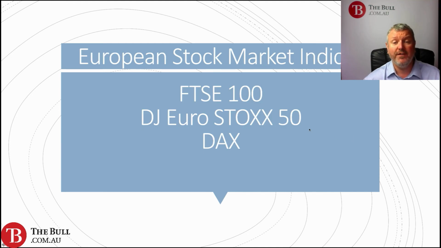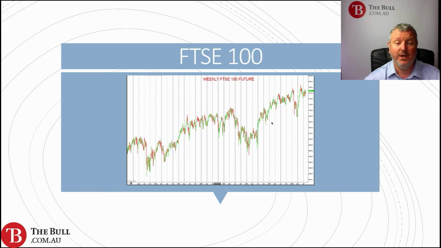In Europe, we have various indices: the FTSE 100 in the UK, the Dow Jones Eurostoxx 50, which is a pan-European equity index, and the DAX in Germany. And here we have a longer term chart, going back to 2012, of the FTSE 100, the UK index.